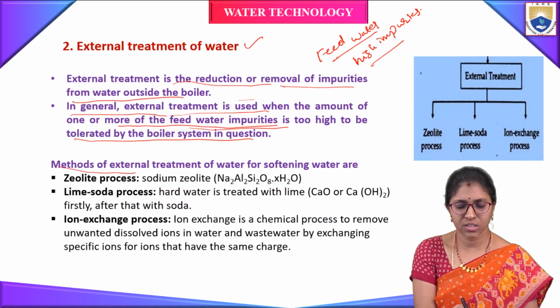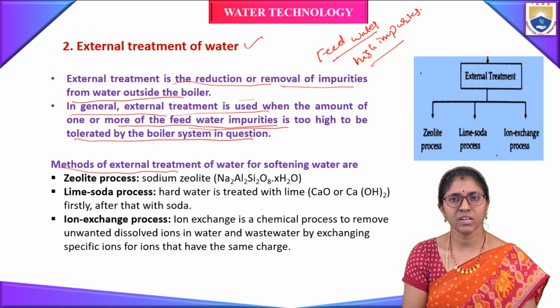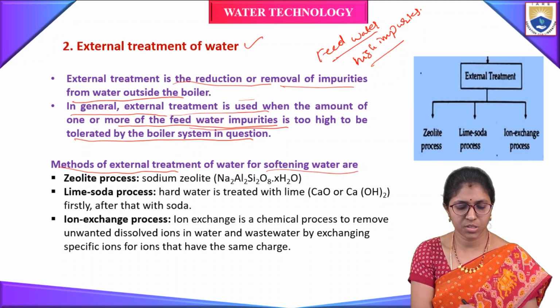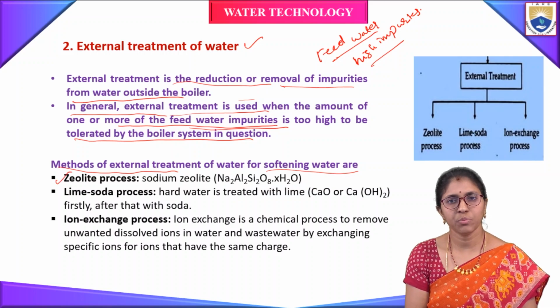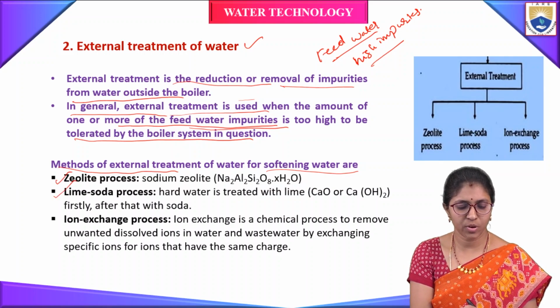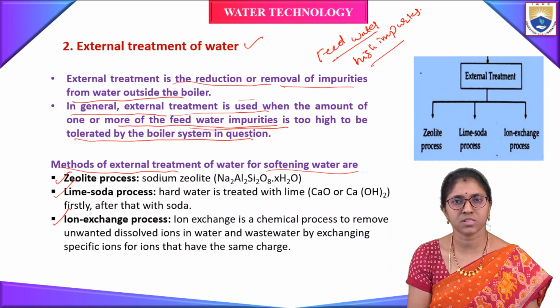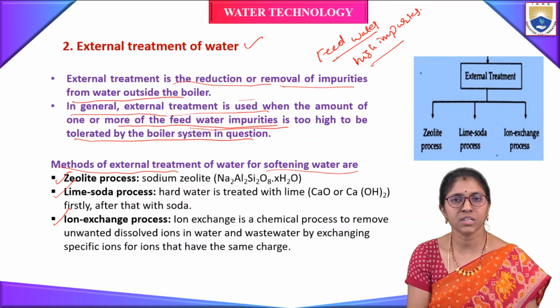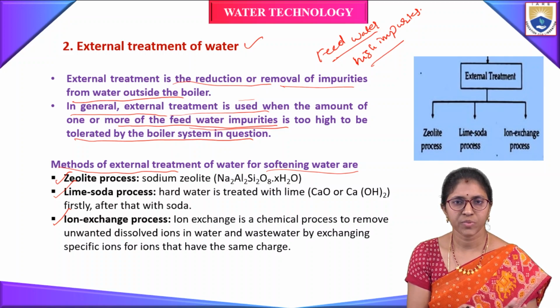So some methods are there. Methods of external treatment of water: first, softening of water. The zeolite process, the lime soda process, and the ion exchange process. By using these three processes, we carry out the external treatment of water. We have to treat the water before feeding it to the boilers.